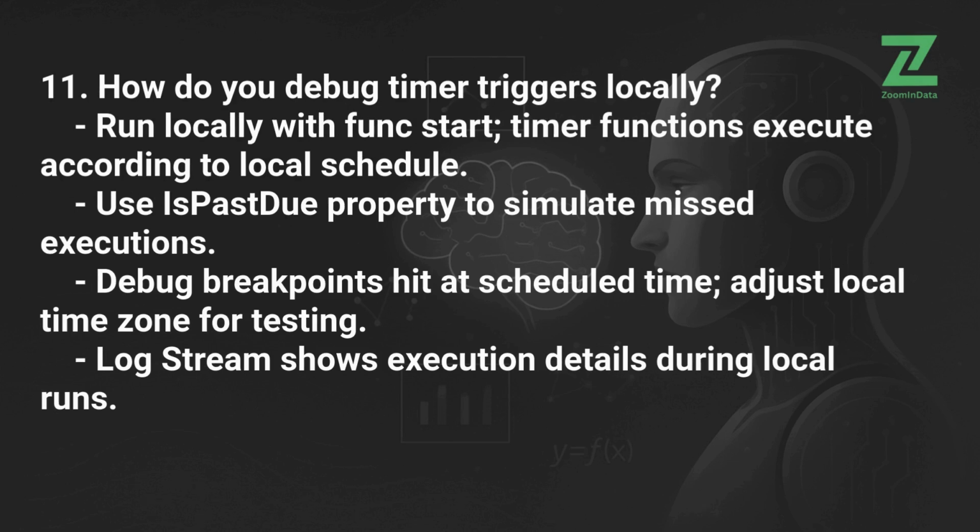11. How do you debug timer triggers locally? Run locally with func start. Timer functions execute according to local schedule. Use IsPastDue property to simulate missed executions. Debug breakpoints hit at scheduled time. Adjust local time zone for testing. Log stream shows execution details during local runs.